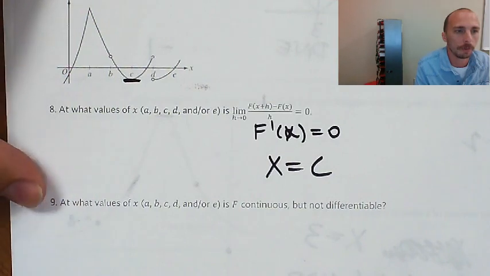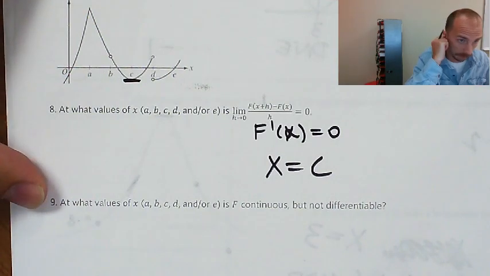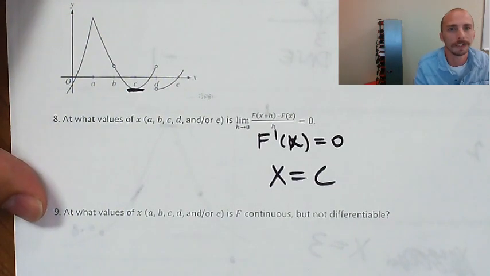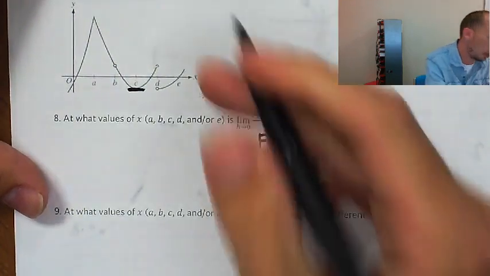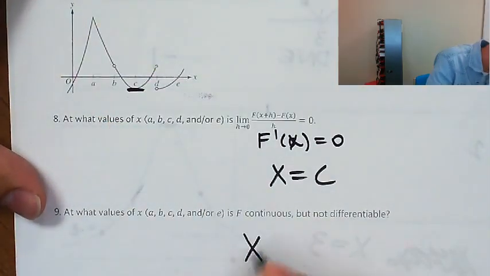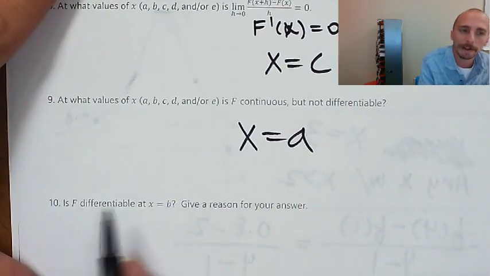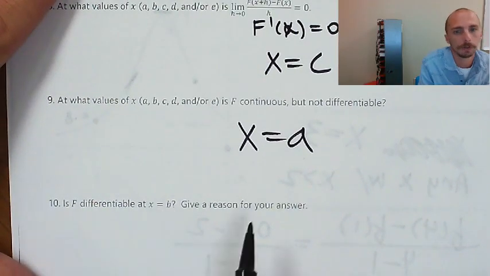Okay, and then I'll say, okay, what values of x is f continuous but not differentiable? Okay, continuous but not differentiable, that's either going to be a sharp corner or a vertical tangent. I don't see anything even near a vertical tangent, so it's got to be that sharp corner here at x equals... And then the last question is, is f differentiable at x equals b? Give a reason for your answer.